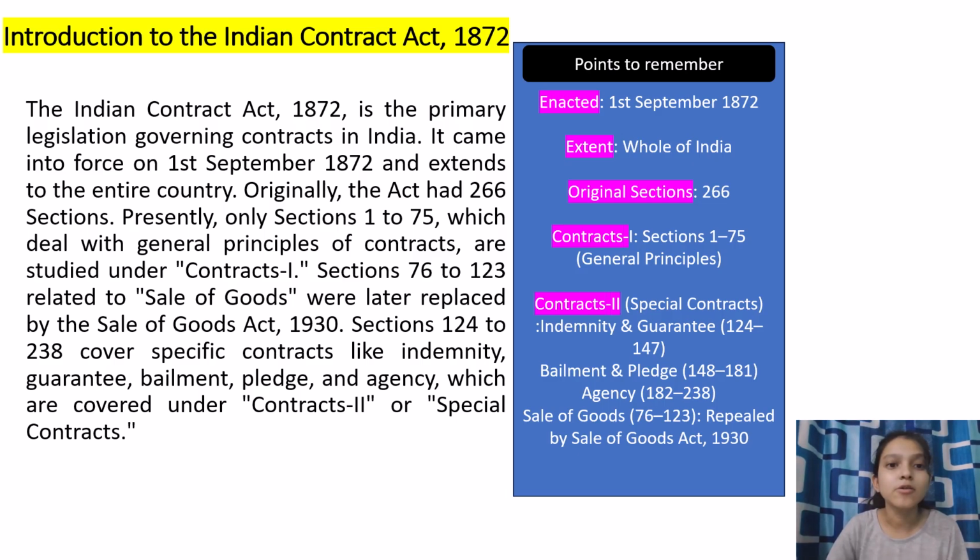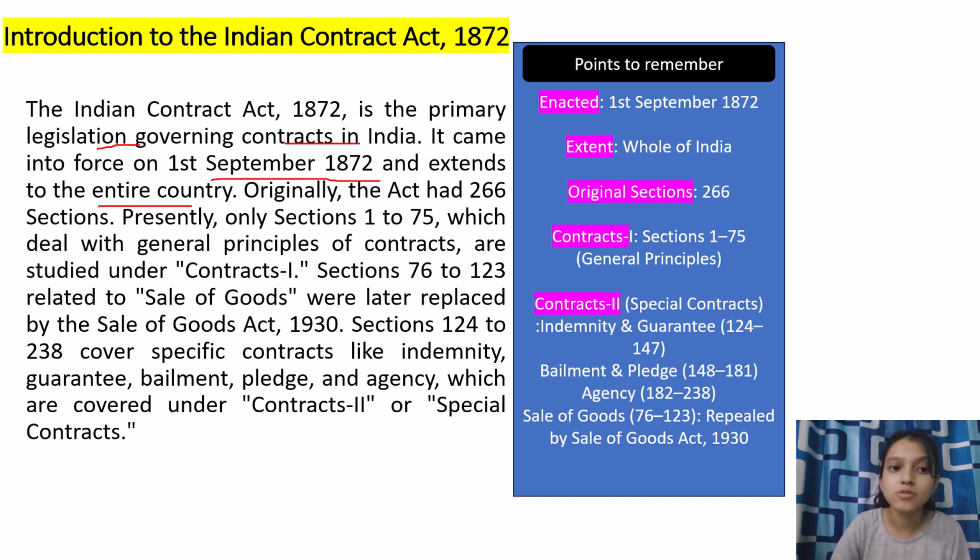1872. The Indian Contract Act 1872 is the primary legislation governing contracts in India. All kinds of contracts that we have will be governed under the Indian Contract Act only. It came into force on 1st September 1872 and extended to the entire country. This is the very beginning from where the Indian Contract Act started.